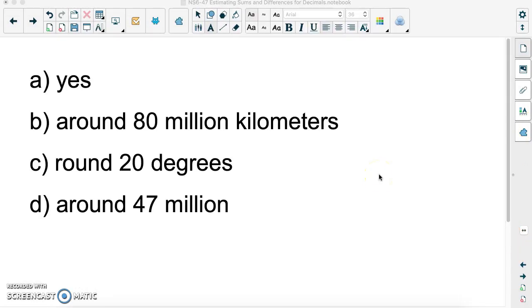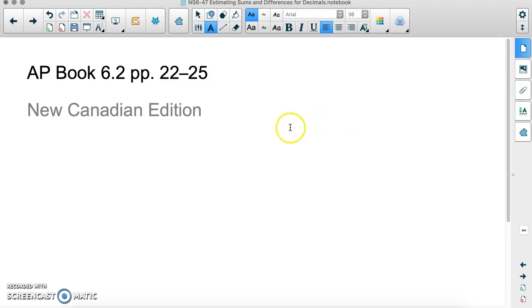You took the time to answer those 4 word problems on your whiteboard. Here are your answers. The answer to A is yes. She does have enough money to buy all 3 items. The answer to B, how much farther from the sun is Mars? It's around 80 million kilometers. For C, the average high temperature in Ottawa during September is around 20 degrees. And for D, how many more people live in Hunan? It's around 47 million. So you now do your jump math assignment, pages 22 to 25. When you're done, you're going to check in with me, and then you can go on to your extension activity if you choose.